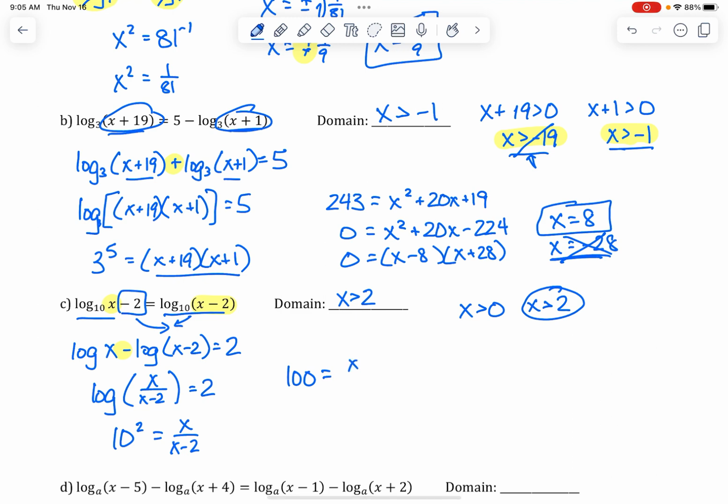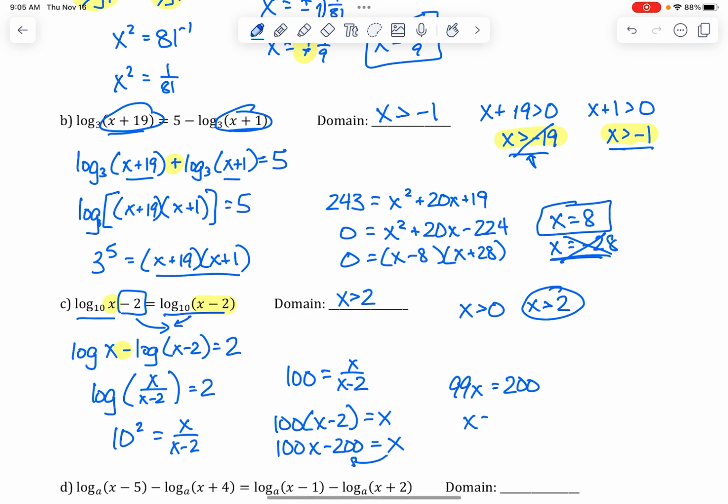100 equals x over x minus 2. You can cross multiply that: 100 times x minus 2 equals x. Distribute and solve for x. So bring the x over to the left. You get 99x. The 200 becomes positive, and divide. By just a little bit, this is just over 2, right? 200 over 99 is about 2.01, something like that. But it's greater than 2, so it's a perfectly acceptable solution.